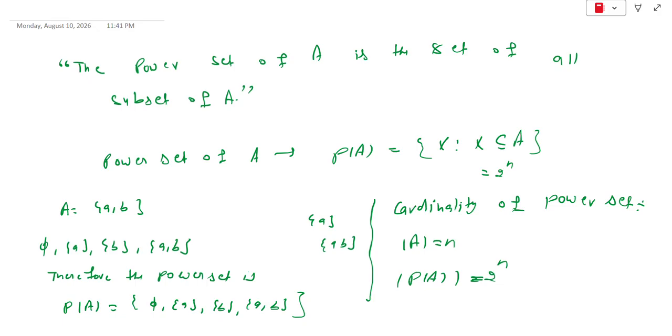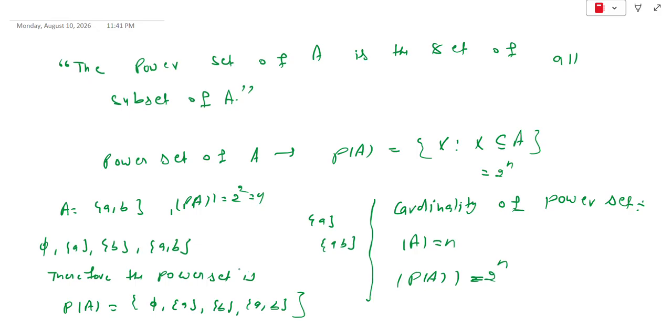I write an example: A = {a, b}. Then find the cardinality of the power set of A. 2 to the power n is 2 squared, so the cardinality of the power set is 4. So 1, 2, 3, 4. It is verified. Since the number of subsets of A is 2 to the power n, the number of elements in its power set is also 2 to the power n.